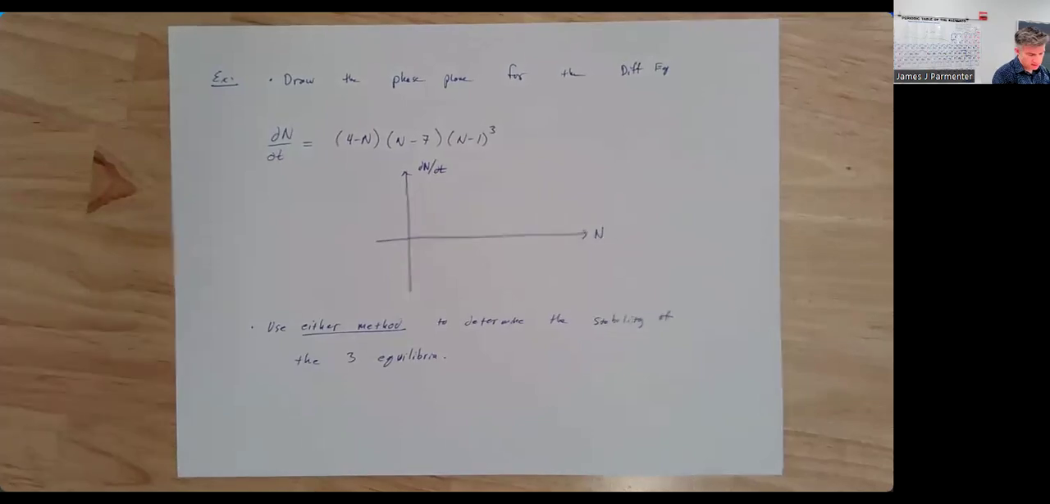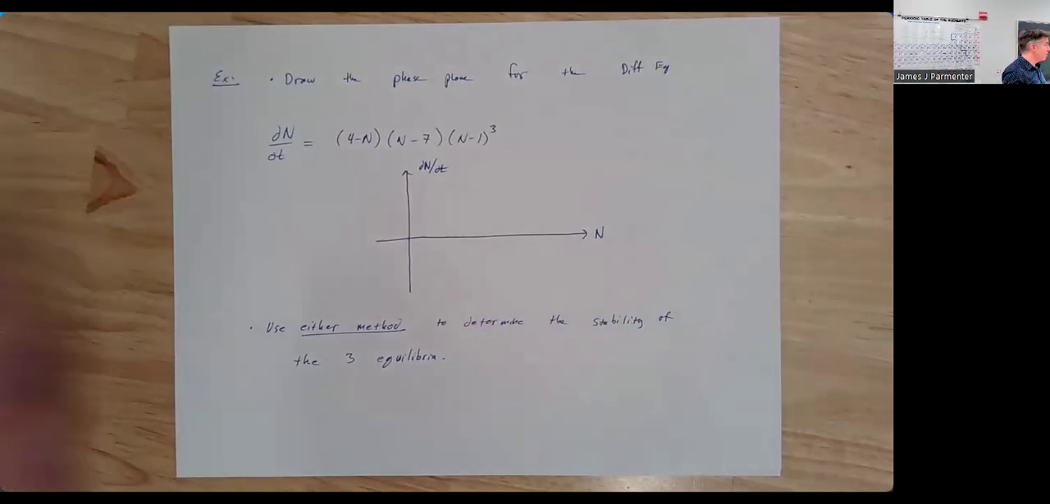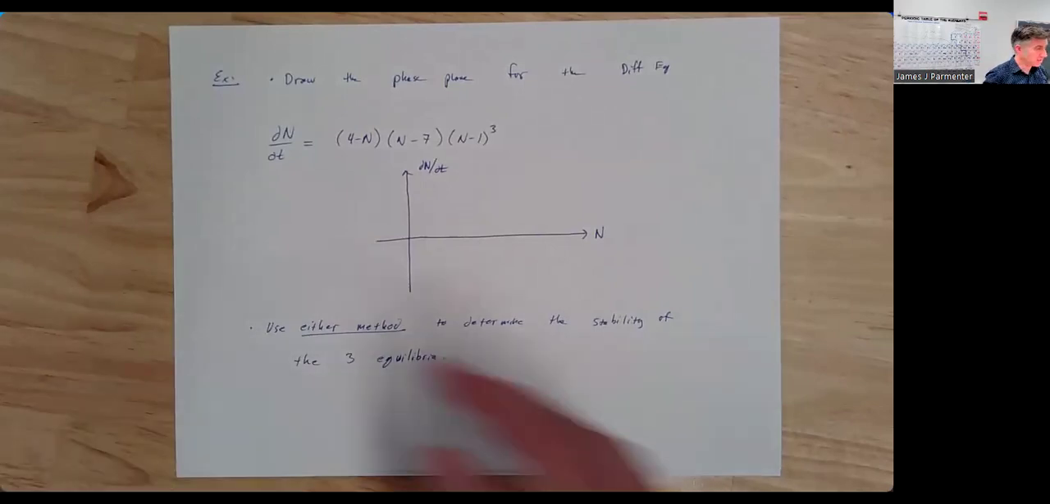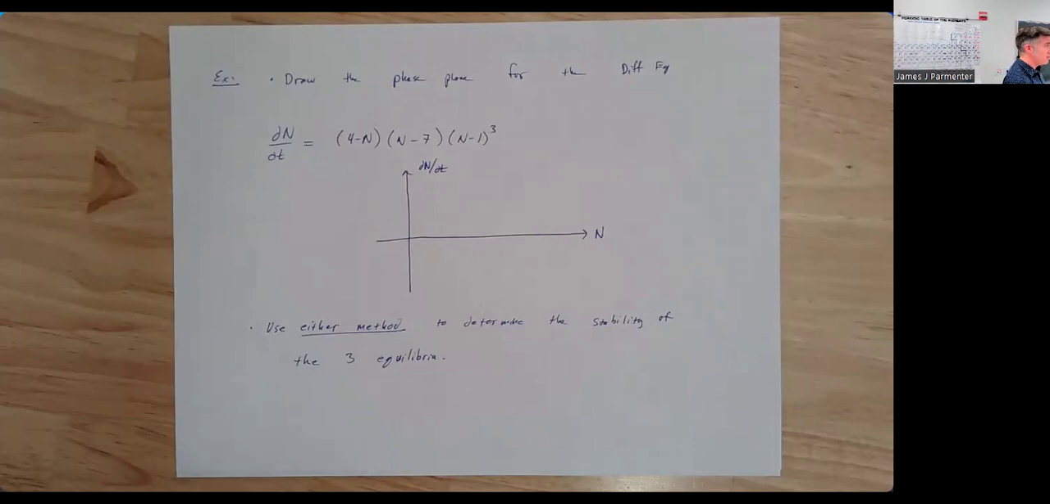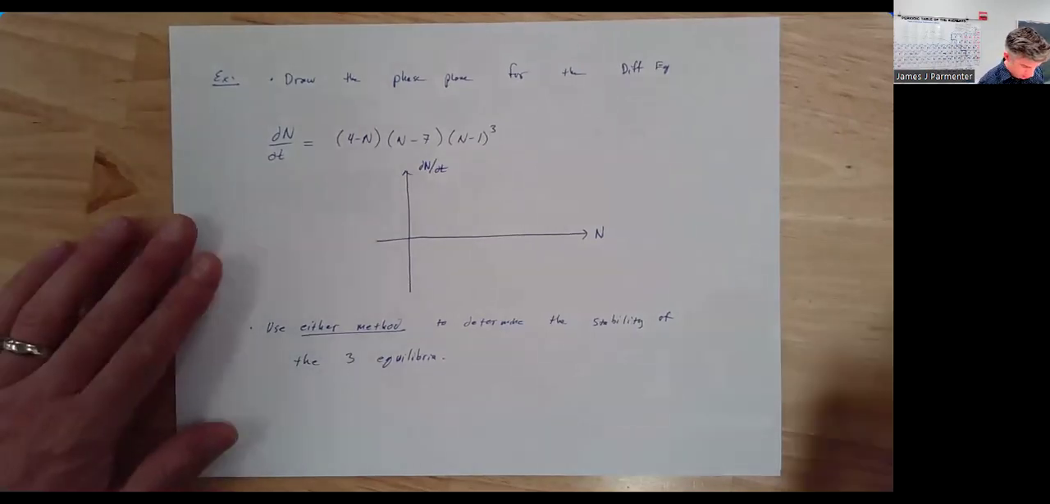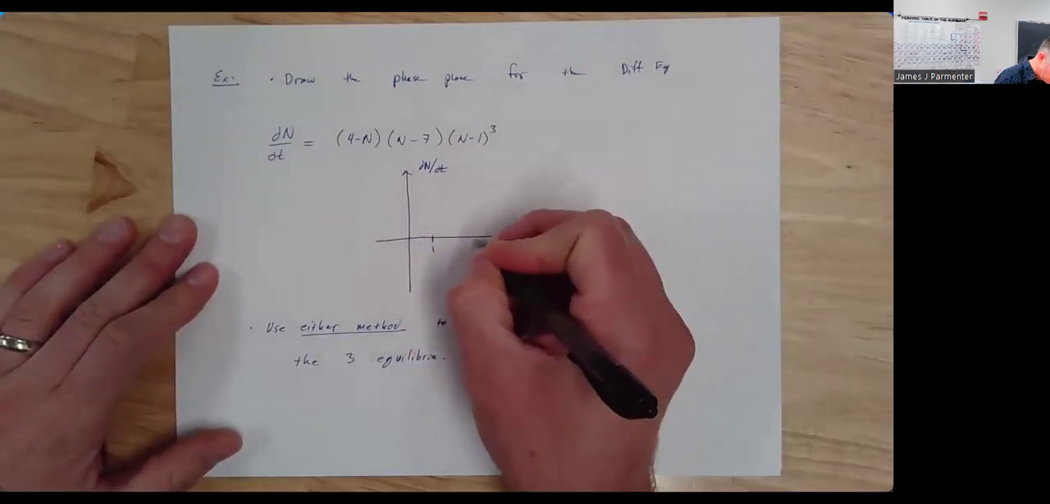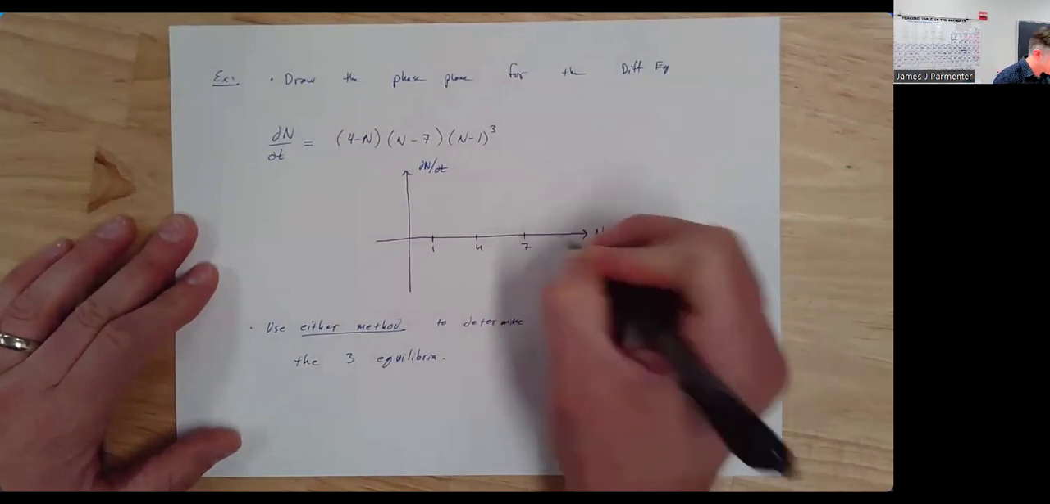Okay. So how do we find the 3? If I'm drawing the phase plane, I'm always graphing the equilibria first. The equilibria are just the zeros of this equation, which are 4, 7, and 1. And yes, positive 4, positive 7, and positive 1. So 1, 4, and 7.